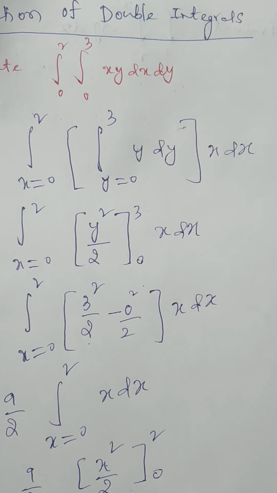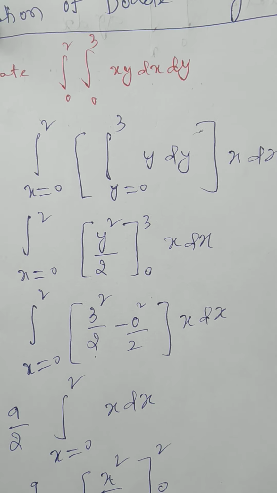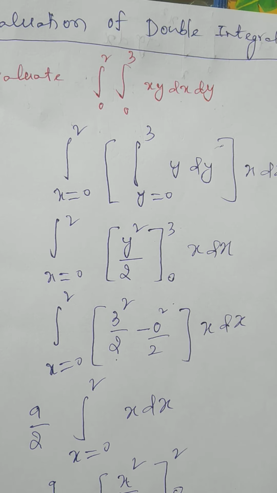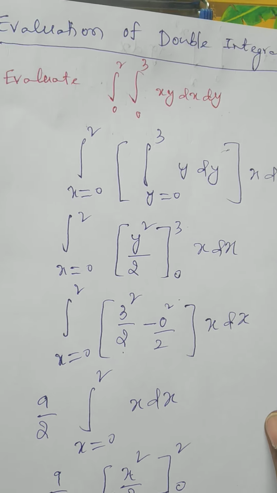The integration is easy, but the thing is, if the limits are constant, the order of the integration is immaterial. Means you can follow any order of the integration, right? Now I'll explain one more problem.